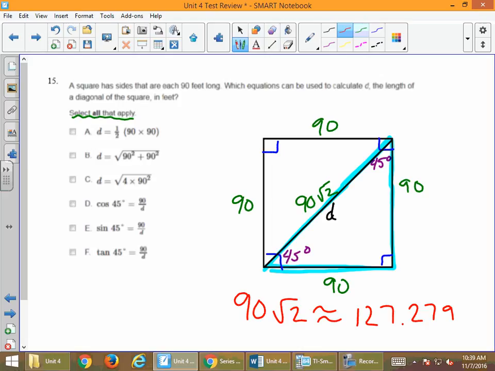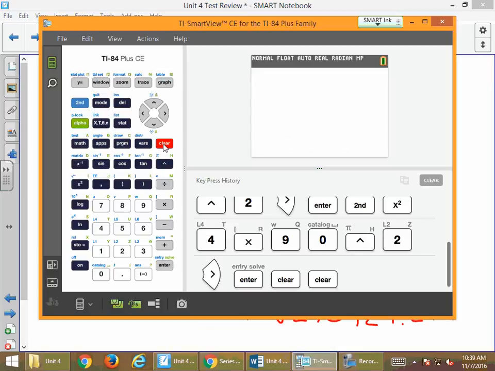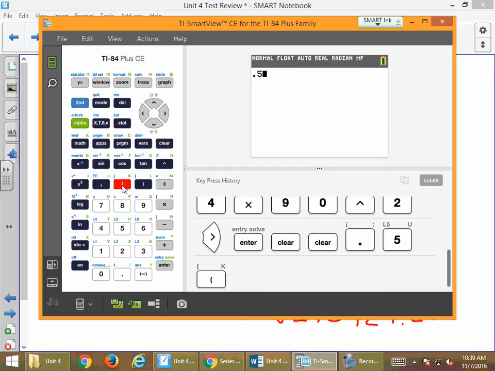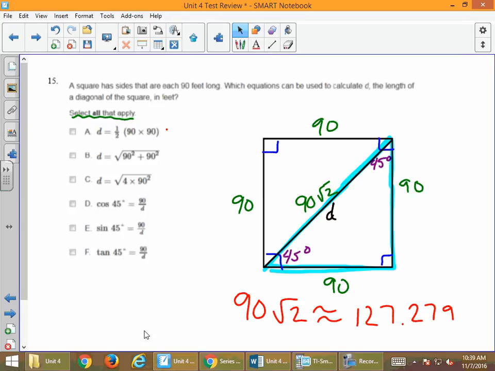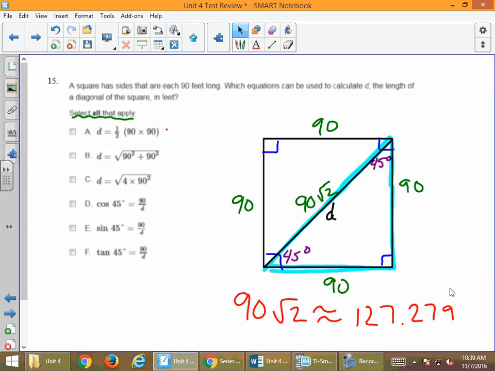So go ahead and plug this one into your calculator exactly how it's written. You can do 1/2 or 0.5, it doesn't really matter: 0.5 times 90 times 90. Plug that in your calculator. Everyone should be plugging it in. When you plugged A into your calculator, did it give you 127.279? Nope. So is that going to be our answer? Nope. Scratch that one out.